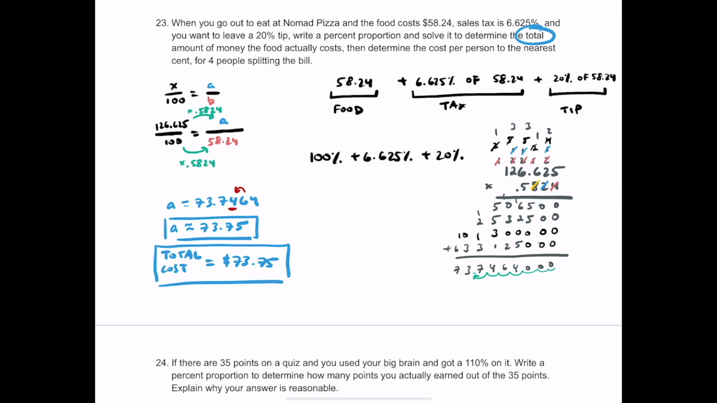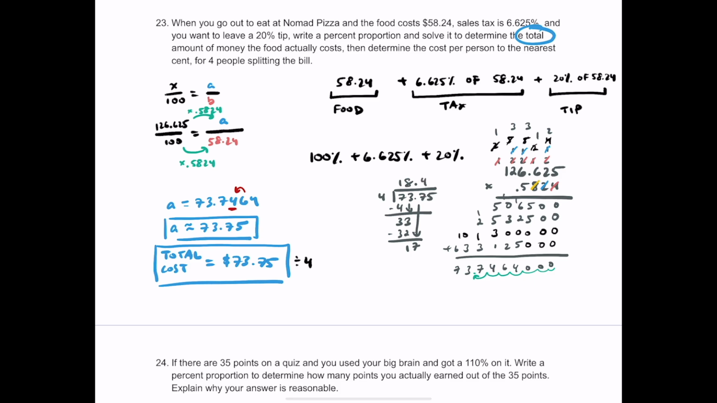And the question does go on to say, what if there are 4 people that are splitting it? So if you split this 4 ways, then you should take this and divide by 4. And the question says, well, how much does each person pay? So 73.75 divided by 4. It's nice there's a whole number out there. That's a 1 times 4 is 4. 7 minus 4 is 3. Carry down the 3. 7 into 33, 8. 8 times 4 is 32. So 1, bring down the 7.